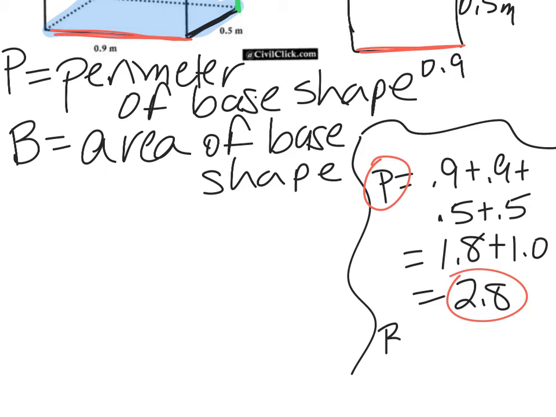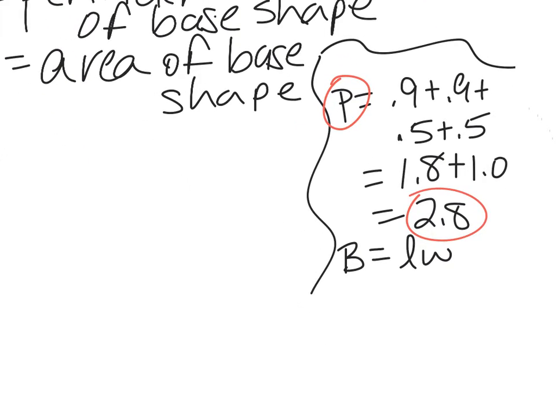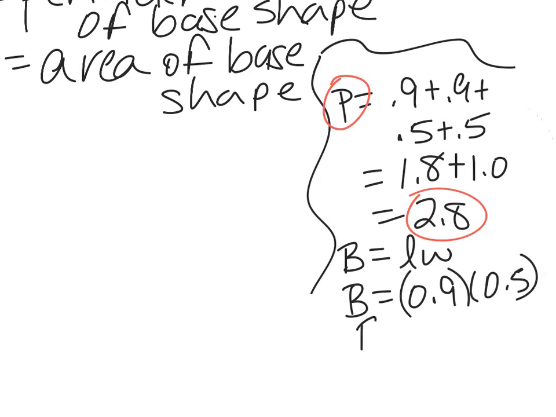Okay, to find the area of my rectangle, I do length times width, or base times height of the rectangle. And so that's going to be 0.9 times 0.5, which is going to give me 0.45. Okay, let me see if I can find another color. Oh, it's blue. There we go.